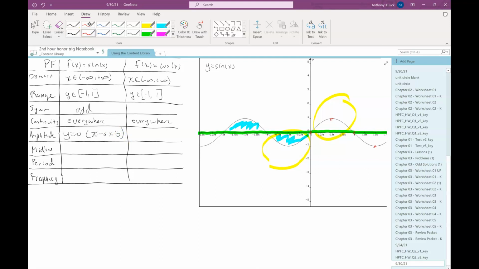So the midline, oh shoot, I put that in the wrong spot. Okay. The amplitude is the distance from a maximum or minimum back to the midline. So in this case, that distance is just 1. Everybody's okay with that?